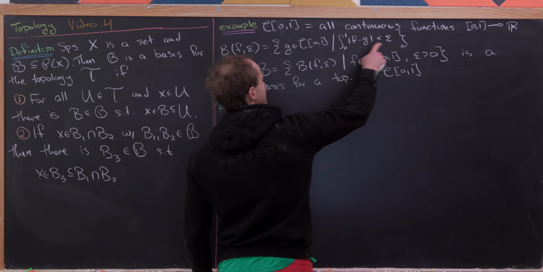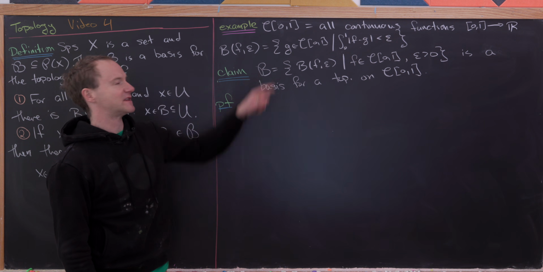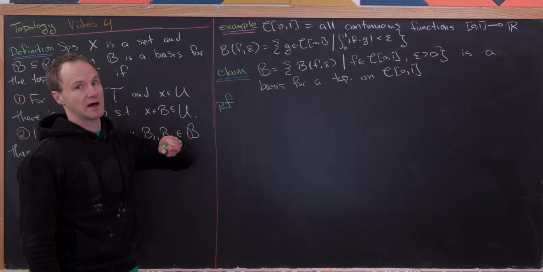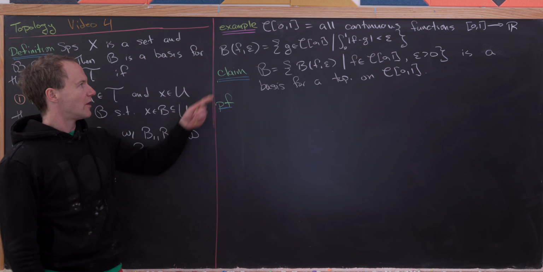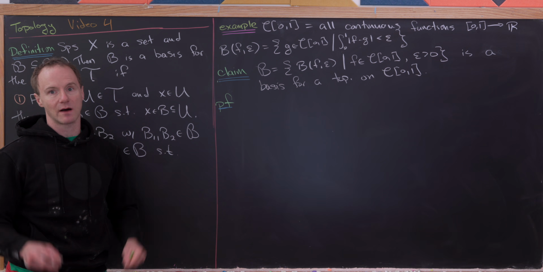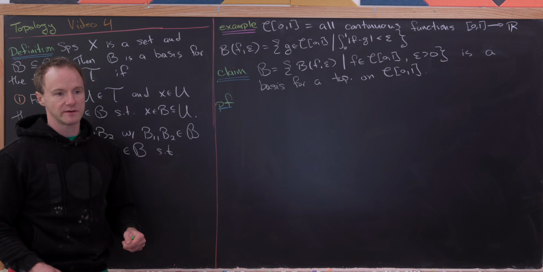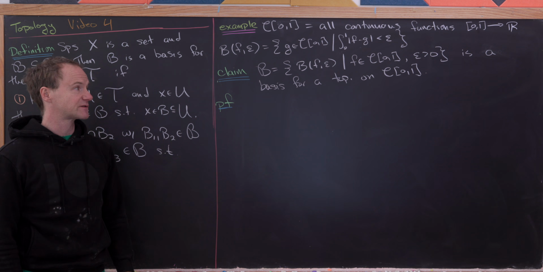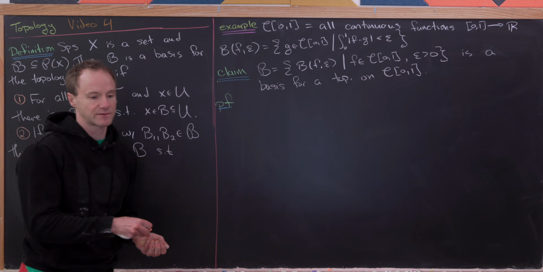And here, this is saying that the distance is less than epsilon. So what you can really think about this as is an open ball of radius epsilon centered at the function f. So although this looks kind of scary, if you think about it as an open ball in this more complicated situation, perhaps it's not as bad. And then what we'll show is that the collection of all of these open balls is in fact a basis for a topology on this set of all continuous functions.